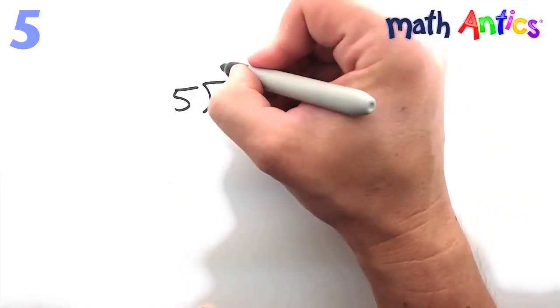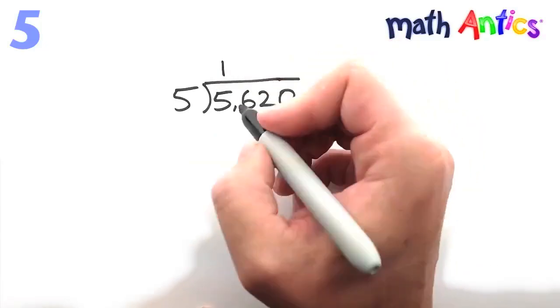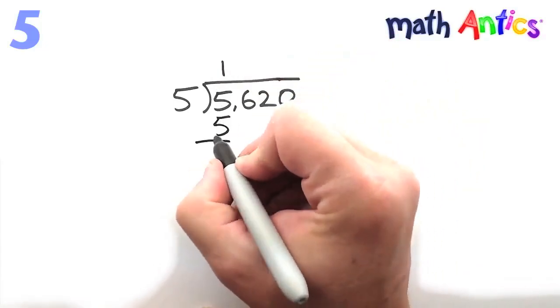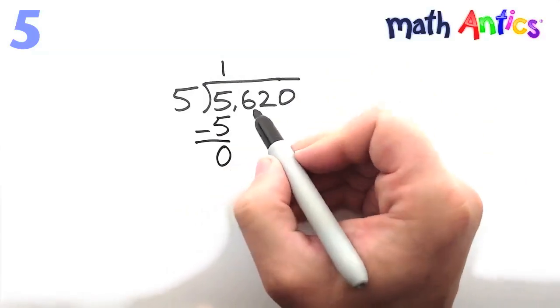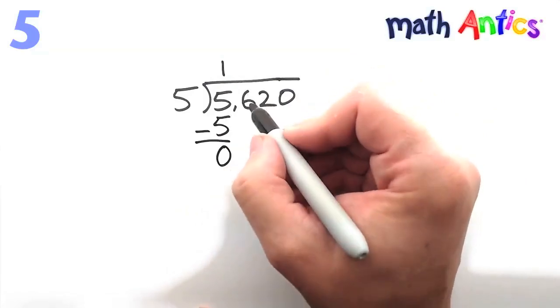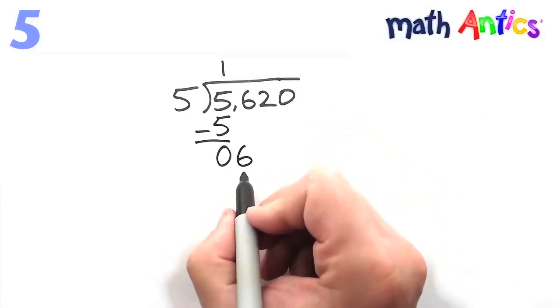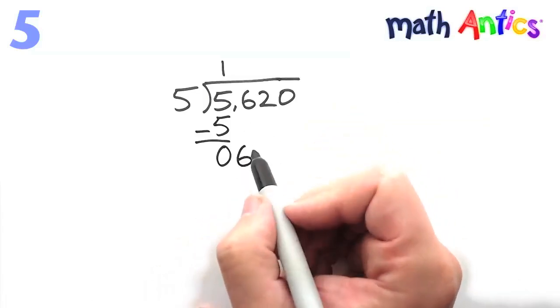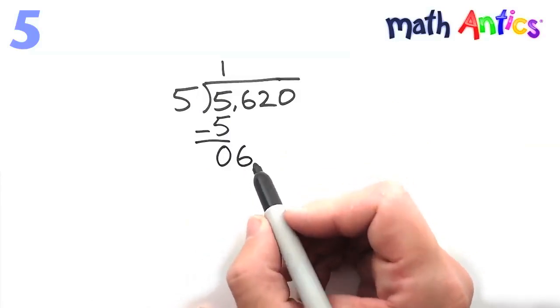Well, it takes 1 5 to make 5. So we put 1 in our answer line. And 1 times 5 is 5. Subtract that, 0. So we move on to the next digit. 6, we bring a copy of that down to combine with our 0. So it's just 6. So now we're asking, how many 5's does it take to make 6, or almost 6?